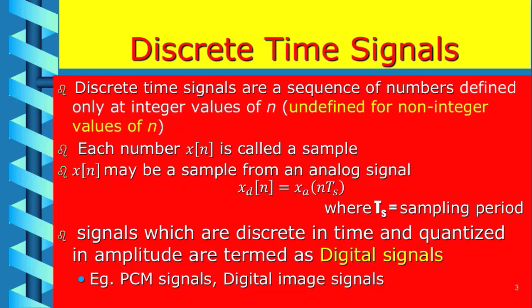x of n may be sampled from an analog signal, and it is expressed as the discrete time signal xd of n, which is equal to the sampled analog signal xa of nTs, where Ts is the sampling period. Signals which are discrete in time and quantized in amplitude are termed digital signals. Examples of digital signals are pulse code modulation signals, which are applicable for communication systems, and digital image signals.